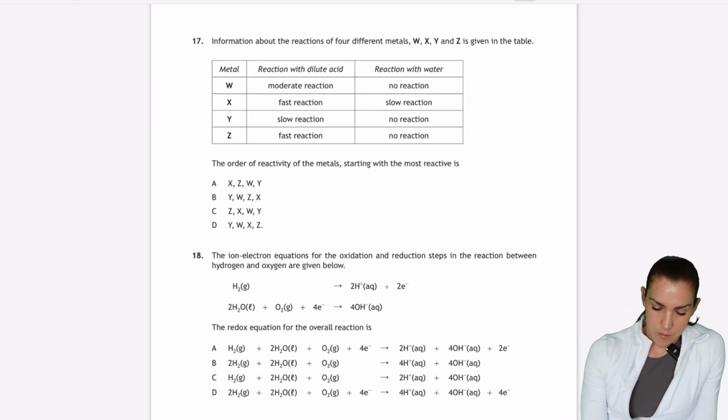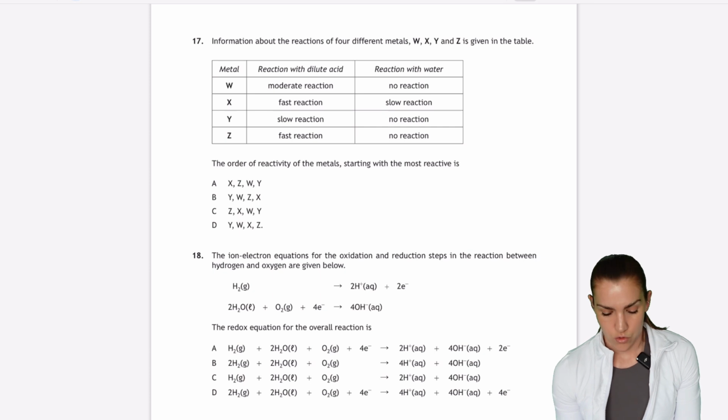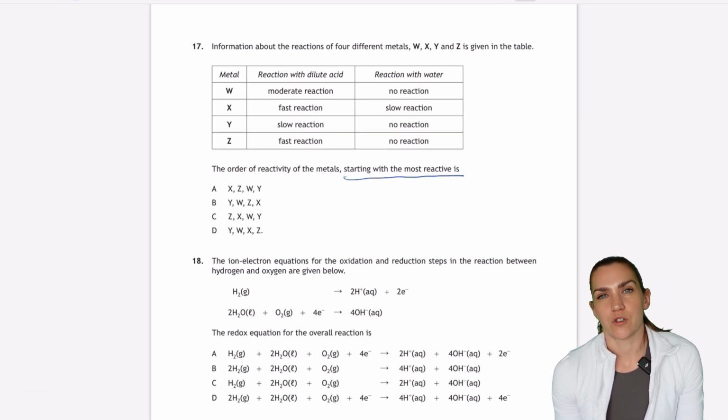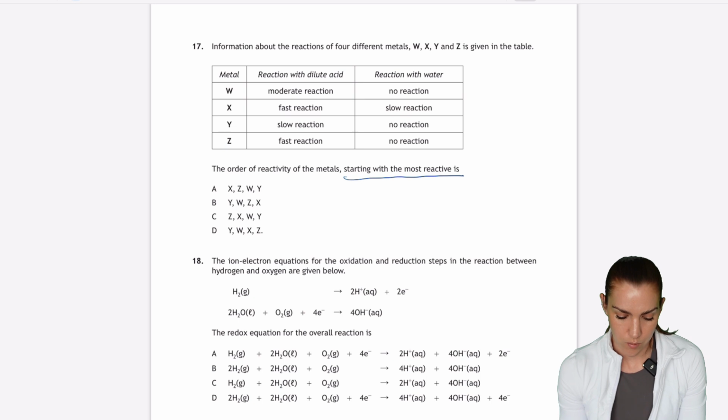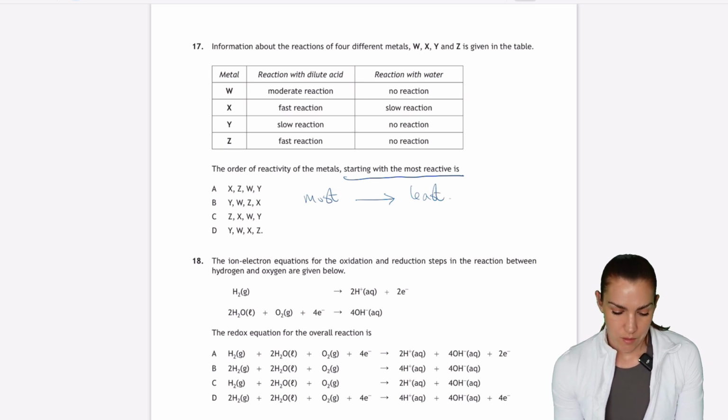Question 17, placing the metals in order of reactivity, starting with the most reactive. Now this is the key bit that people tend to get wrong here, is they forget which order they're going in. So if you're starting with the most reactive, I would put a wee note to yourself, you're going from most to least.